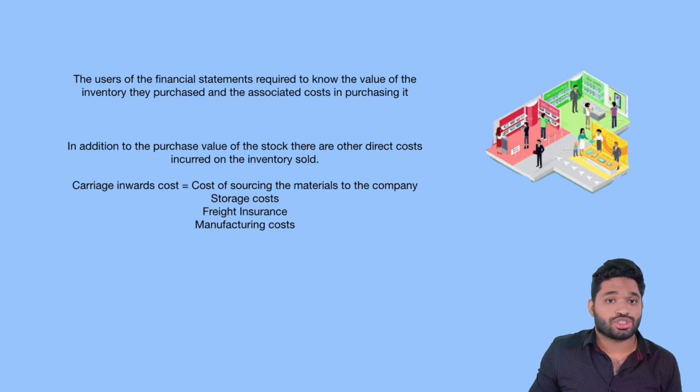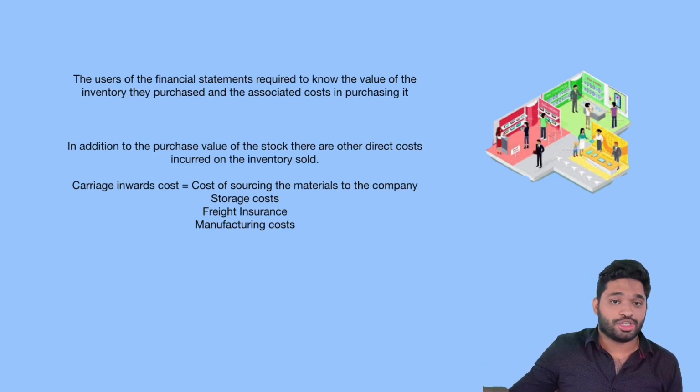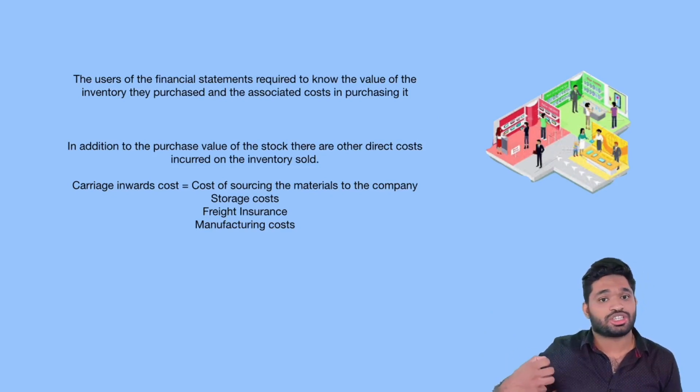Then you have storage cost. You will have to store your assets. Then you will have freight insurance. If you are bringing it from another country, you will have to pay for insurance on it. Then if you are an organization who is manufacturing their own products, then there's going to be the manufacturing cost. Now to calculate the manufacturing cost, you will have a separate account which is called the manufacturing account. Okay, so the video on the manufacturing account will also be available to you.